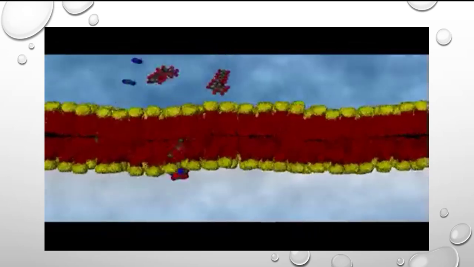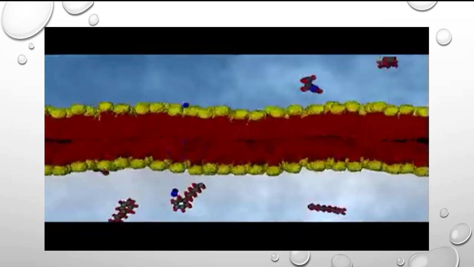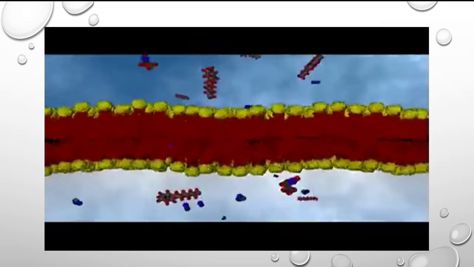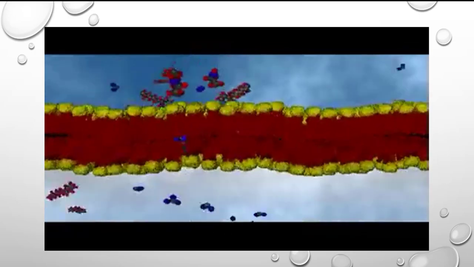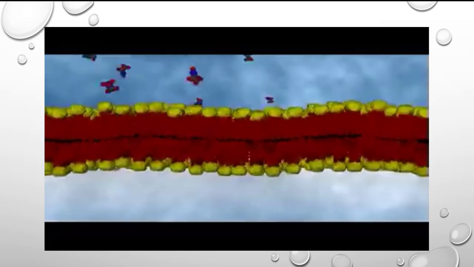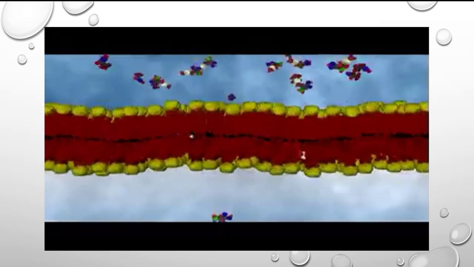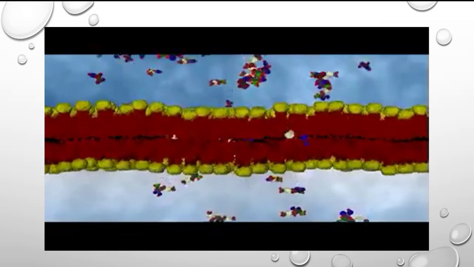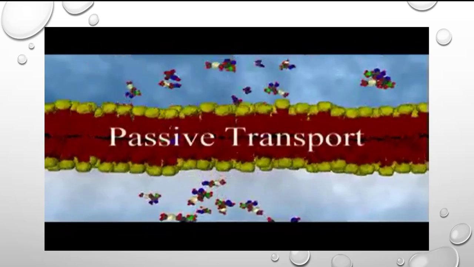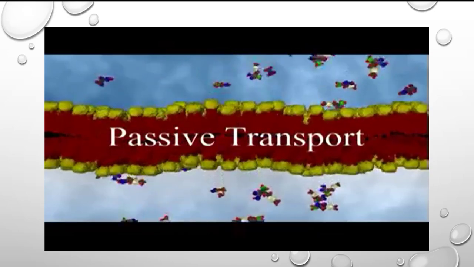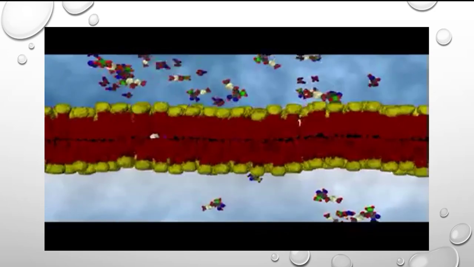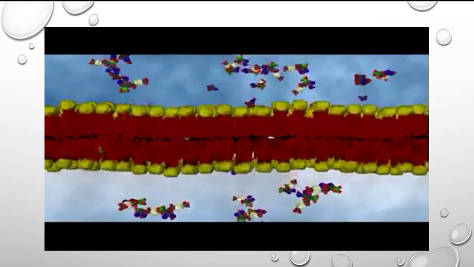Diffusion can also occur through cell membranes. However, cell membranes are selectively permeable. This means that some substances can diffuse through a cell membrane while others cannot. The flow of ions or molecules through a cell membrane as a result of diffusion is referred to as passive transport. It is referred to as passive transport as it requires no energy from the cell in order to carry a substance across the membrane.